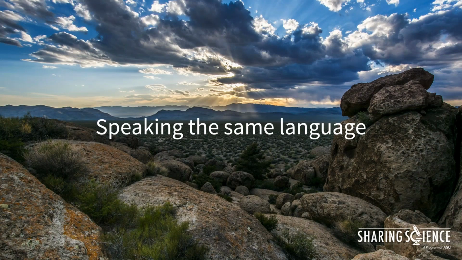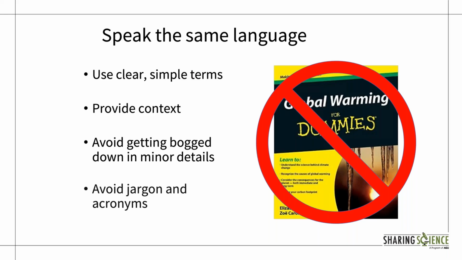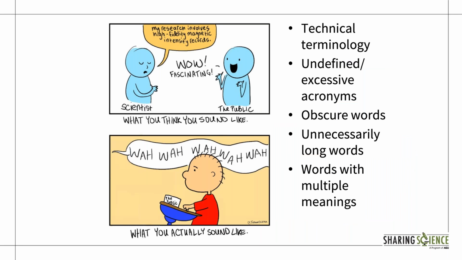And one of the ways you want to connect with any of these audiences, especially in the plain language summary, is to speak the same language. This doesn't mean you want to dumb anything down, but it means you want to use clear language, you want to put issues in context, you don't want to get bogged down in details, and you want to avoid jargon as much as humanly possible. Because jargon really is just serving as a barrier between you and your intended audience.